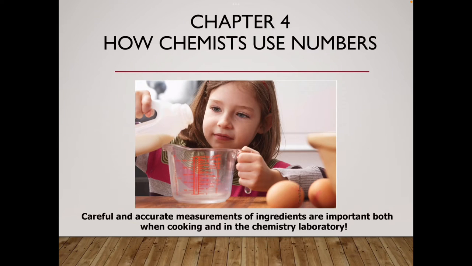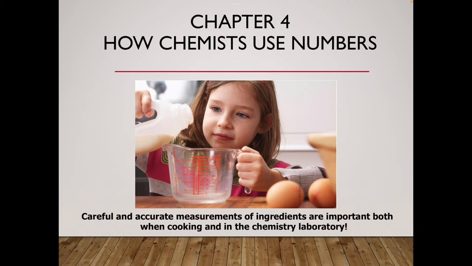Everyone, welcome to part 2 of chapter 4. Last time, we got an introduction to calculations in chemistry by talking about the fact that all numbers in chemistry always have to have a unit. And typically in chemistry, we are measuring things, like using a ruler or a balance or a graduated cylinder, and making a measurement.